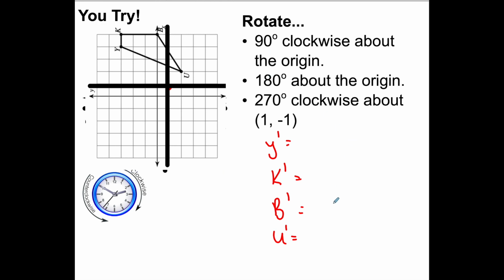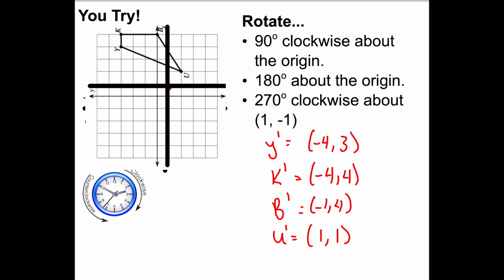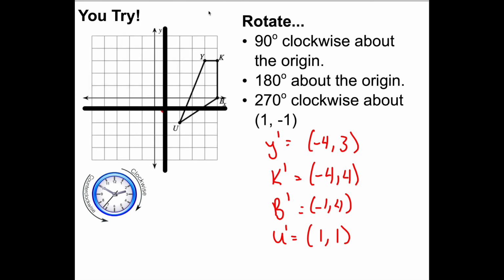So relative to 1, -1, U is at 1, 1. B is at -1, 4. K is at 1, 2, 3, 4, 1, 2, 3, 4, so -4, 4. And Y is at -4, 3. Given that, I'm now going to go back to my original orientation and plot. So -1, 2, 3, 4, 1, 2, 3. This one, this one, this one.